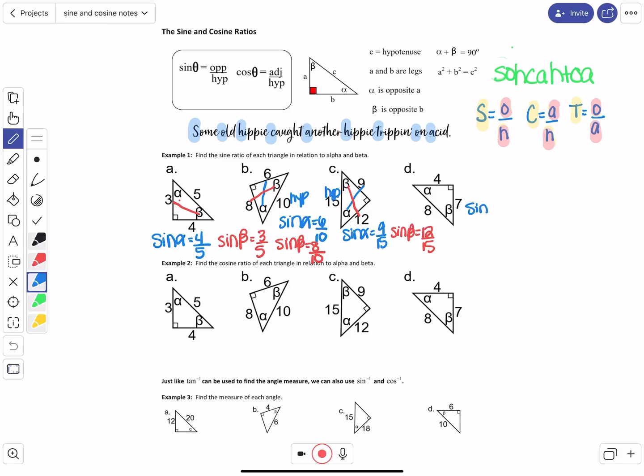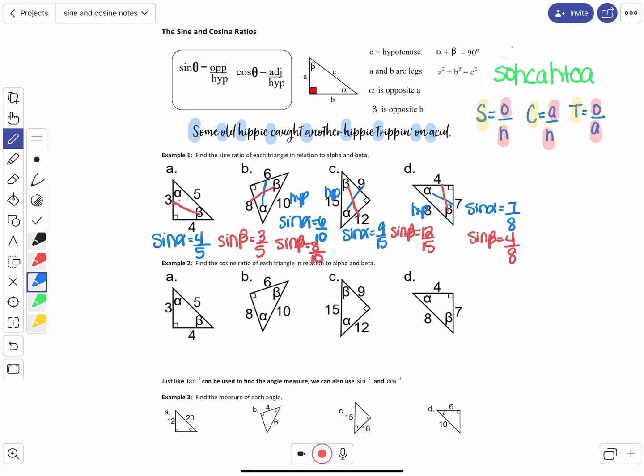And for D, sine of alpha, okay, so here's our hypotenuse. Hypotenuse is 8. Sine of alpha is going to be 7 over 8. Sine of beta, if you go opposite from beta, is going to be 4 over 8. And you can leave it just like that. You don't have to worry about reducing. Okay, now let's go to cosine.